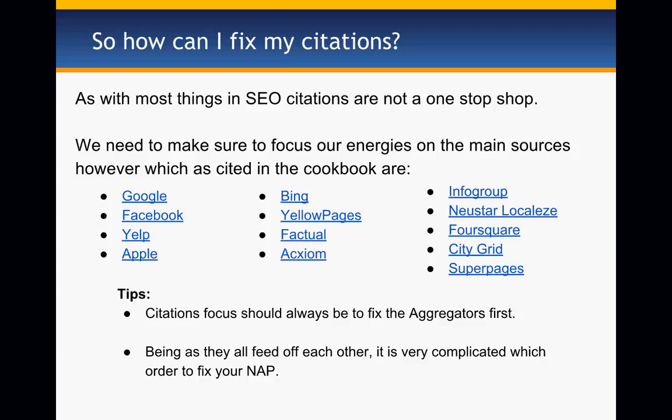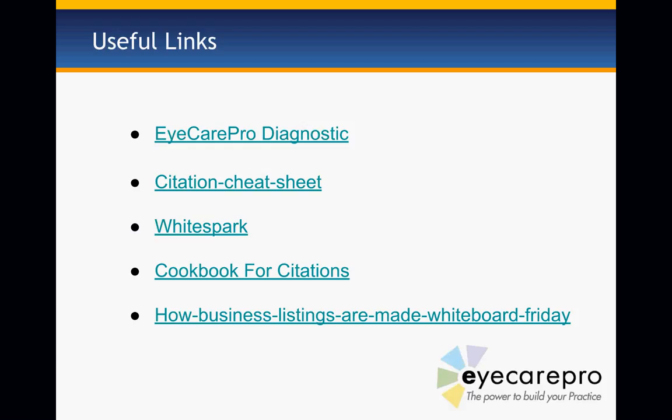So citations first. We always try and fix the aggregators first. Smaller companies look to them for data, as we said. So if the NAP is incorrect in one of these, you have to make sure to fix it ASAP. And being that they all feed off each other, it's very complicated which order to fix the NAP in, and there's no one magical order, just advised orders based on theory. So this is coming from our cookbook, and it's got all of our information, gathered over many years of doing this. So I rely on that.